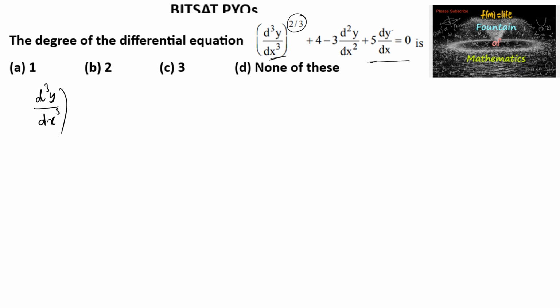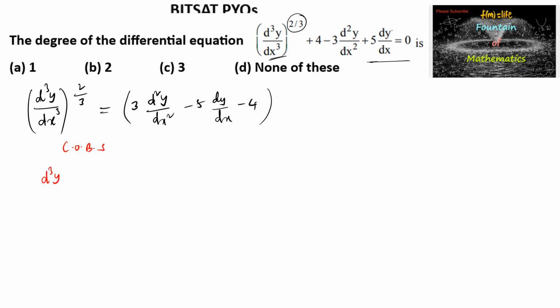(d³y/dx³)^(2/3) is equal to 3 times d²y/dx² minus 5 times dy/dx minus 4. And now cubing on both the sides, we get (d³y/dx³)² is equal to (3 times d²y/dx² minus 5 times dy/dx minus 4) whole to the power 3.